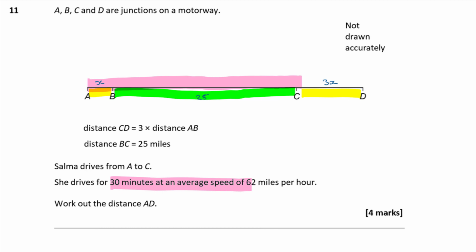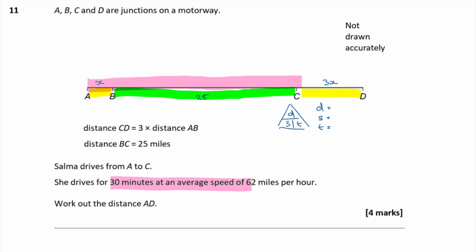She drives 30 minutes, at an average speed of 62 miles an hour. And I'm going to be using the DST triangle. Distance, speed, time. DST is alphabetical if you forget what order they go in. So D first, then S, then T, as they are in the alphabet. And I want to work out what D is, S is, and T is. I'll know 2 of them, and I can use the 2 to find the third one.